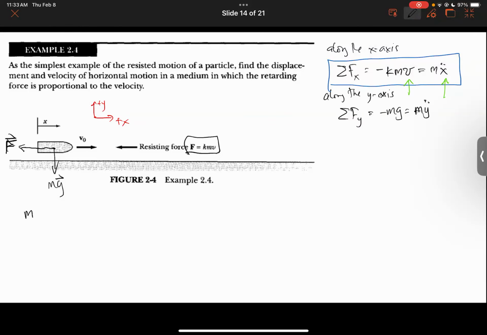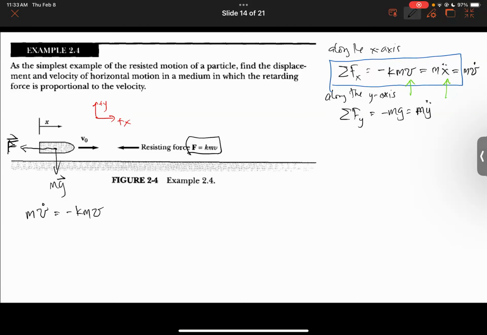So, instead of using m x double dot, I'm going to use m v dot. Kasi nga, the left-hand side, negative kmv, v yung ginagamit. So, ito ay negative kmv. Okay, so ganun dapat yun, yung thought process nyo when you're solving this problem and when you're trying to rationalize how to approach yung pag-solve ng problem na ito. And of course, magka-cancel yung m, and we are left with v dot. So, yan ay dv dt equals negative kv.